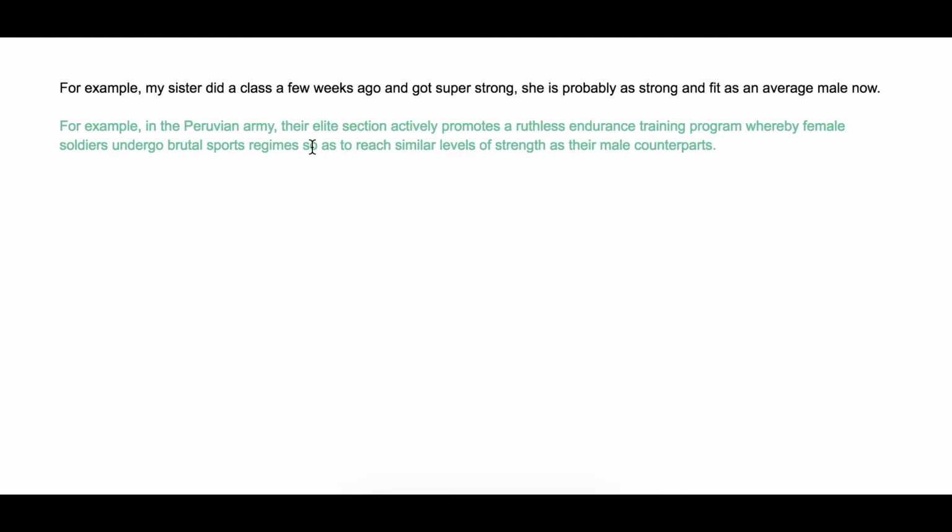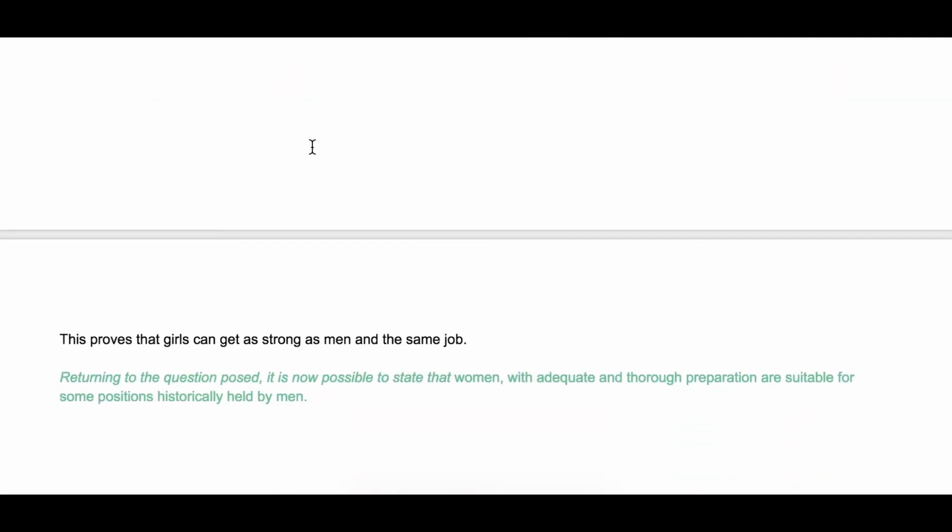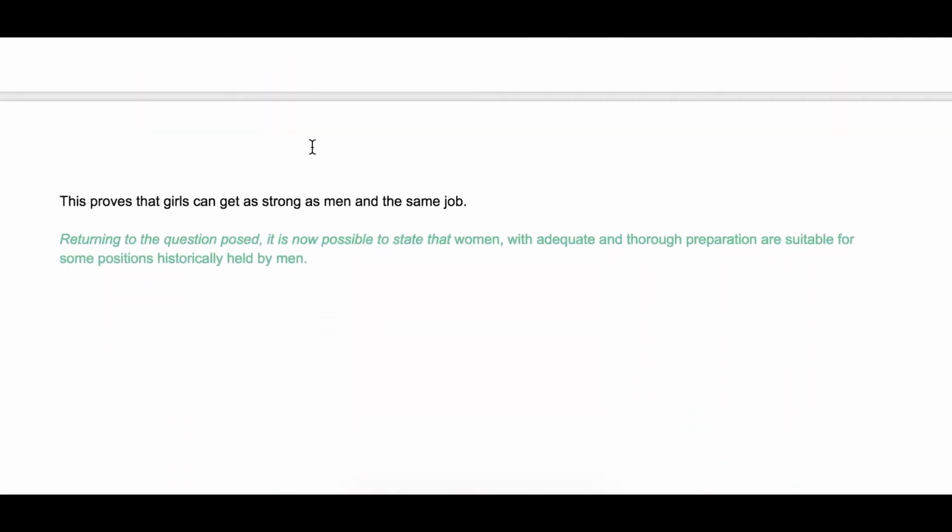So you can see it's almost twice as long. The vocabulary is considerably better. The grammar structures are considerably better as well. So moving on, we're almost finishing. "So this proves that girls" — once again we're using that demeaning vocabulary — "can get as strong as men and do the same job." So it's basic vocabulary. I don't need to go into more detail about this.